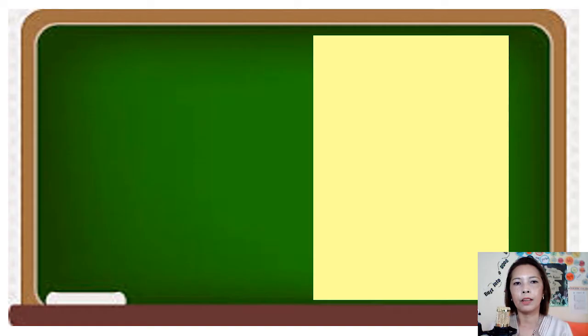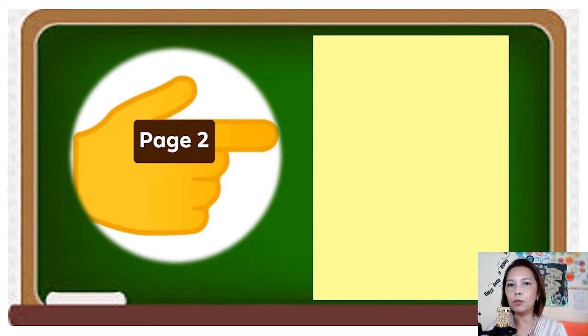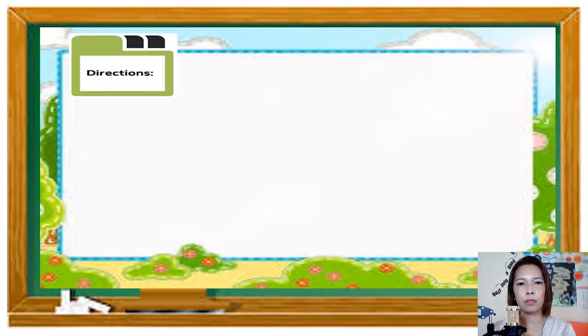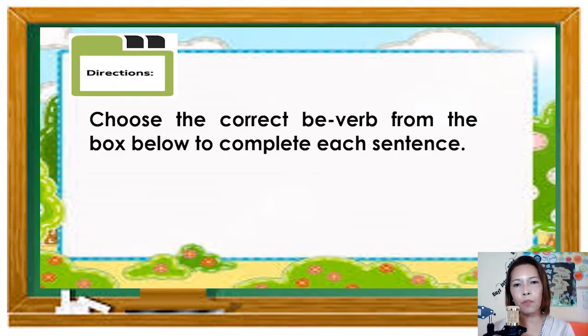This time, please turn to page 2 of your module, the What I Know part, which presents an activity that aims to check what you have already known about the lesson on using the be-verbs am, is, are, was, and were. Done? Very good! Directions. Choose the correct be-verb from the box below to complete each sentence.